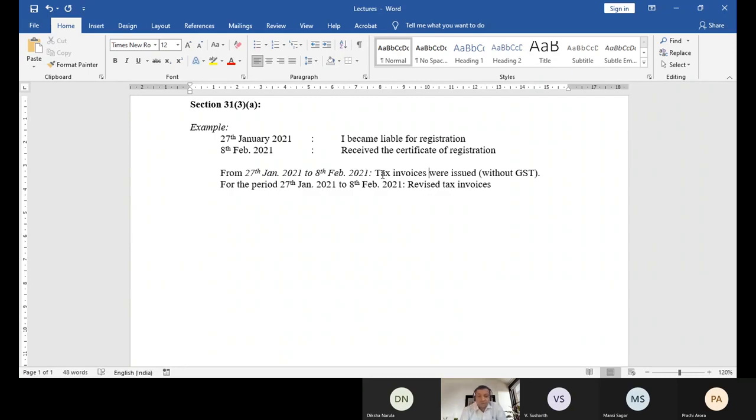Now, when you got the certificate of registration, one thing is sure that you are liable to pay the tax. You are liable from which date? What is the effective date? Can you tell me the effective date of registration? Effective date is not when you receive it. Effective date is when you were liable.